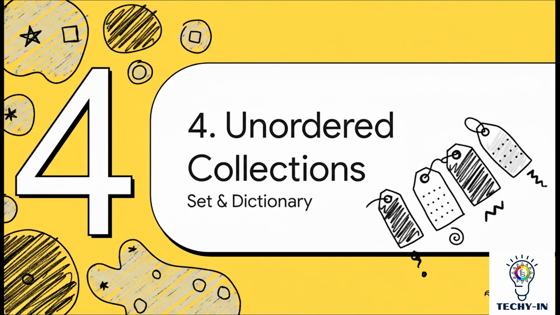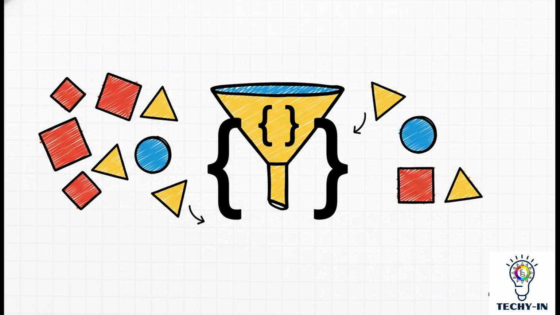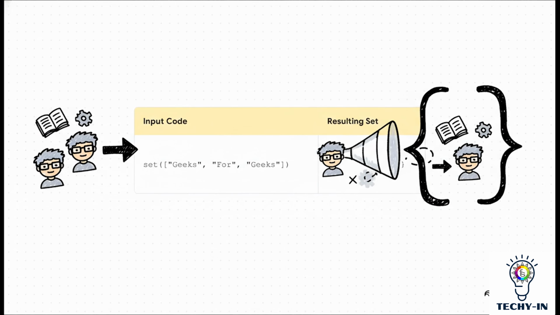Sequences are awesome when order is important. But what if it isn't? What if your main goal is to make sure every single item is unique, or to look things up by a custom label instead of a position number? For that, we need unordered collections. This brings us to sets. Their defining feature, their absolute superpower, is that they automatically enforce uniqueness. You simply cannot have duplicate items inside a set, period. And check this out. If you try to create a set from a list that has a duplicate geeks in it, the set just automatically discards the extra one. Poof! You're left with a clean collection that only contains one of each unique item.